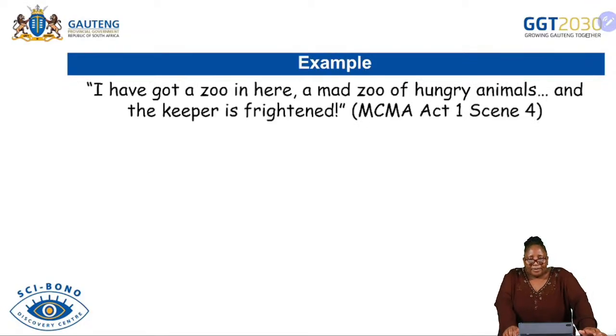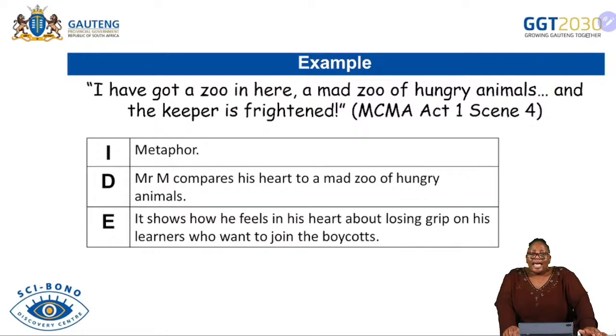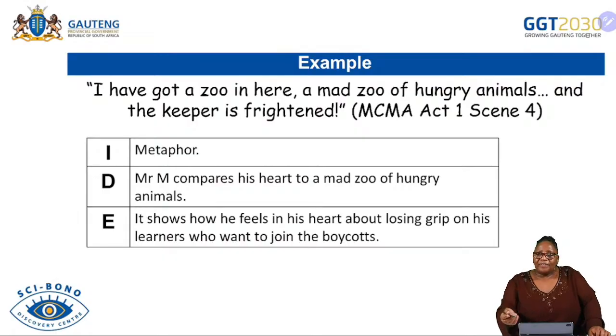We have a second example. I have got in my Children, My Africa, I have got a zoo in here, a mad zoo of hungry animals, and the keeper is frightened. Who sent these words? That's Mr. M. Identify the figure of speech. It's a metaphor for 1 mark.